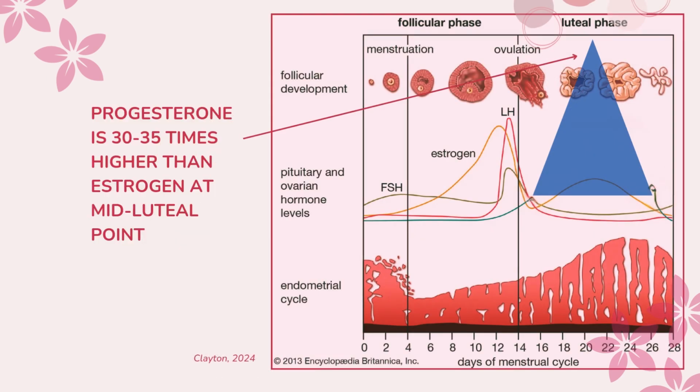Just to put things into perspective, did you know that during the middle part of the luteal phase, progesterone levels can skyrocket to 30 to 35 times higher than estrogen? That's right. Progesterone doesn't just show up, it takes center stage with dramatic flair. I have whipped up this diagram to give you a visual of just how impressive this hormonal difference really is. It's no surprise that progesterone takes the crown as the highest hormone produced by your ovaries.